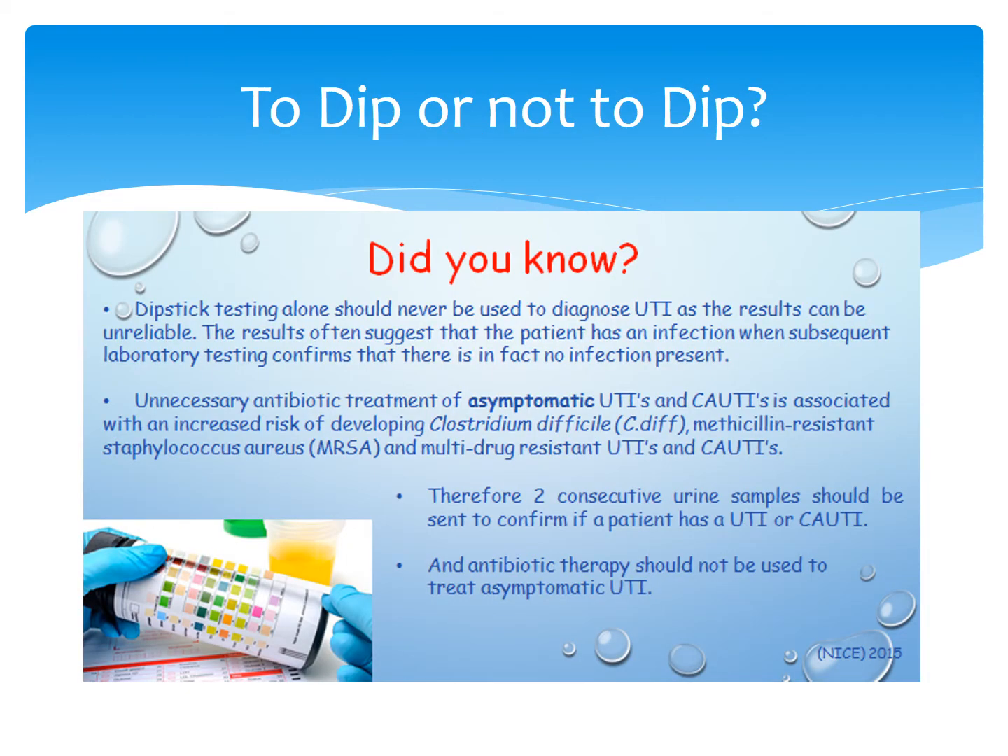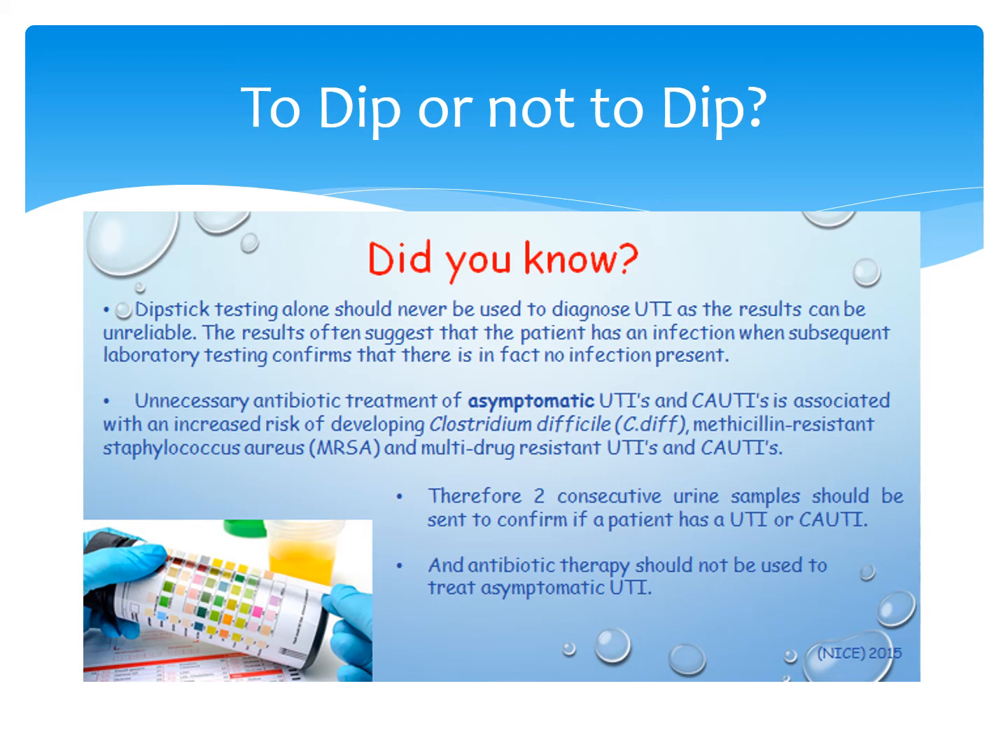Historically, there has been an over-reliance on the use of dipsticks or urinalysis sticks to determine if a patient has a urinary tract infection. Dipstick testing alone should never be used to diagnose a UTI, as the results are unreliable, and it can lead to the over-prescribing of antibiotics, which can lead to further infections such as Clostridium difficile.